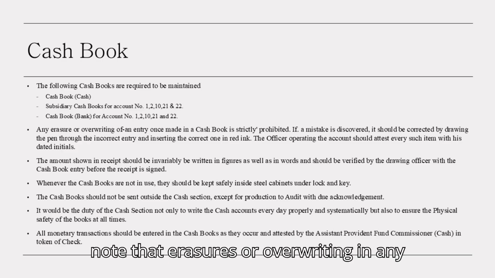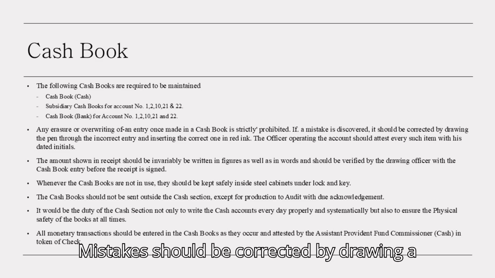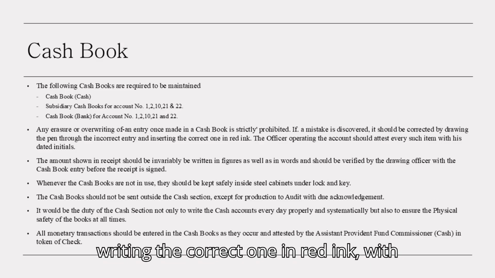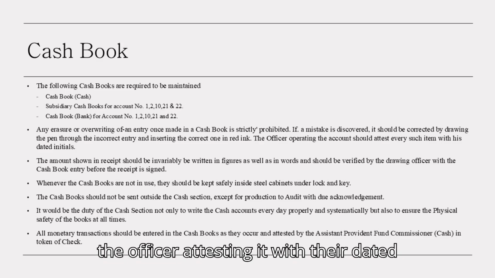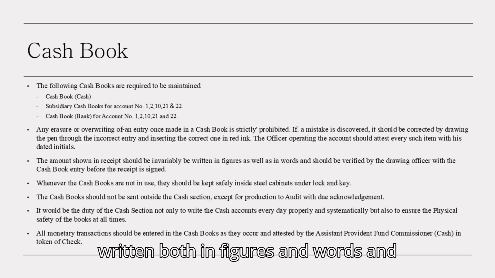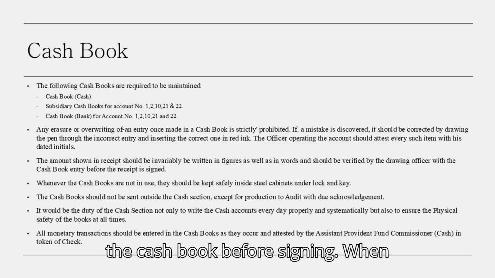It's important to note that erasures or overwriting in any cash book are strictly prohibited. Mistakes should be corrected by drawing a line through the incorrect entry and writing the correct one in red ink, with the officer attesting it with their dated initials. All amounts must be written both in figures and words, and verified by the drawing officer against the cash book before signing.